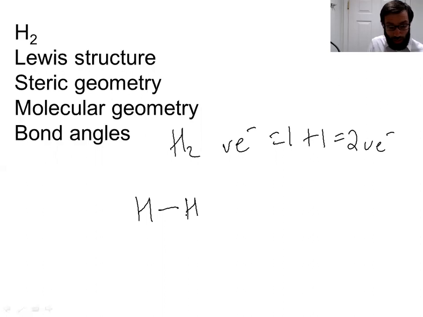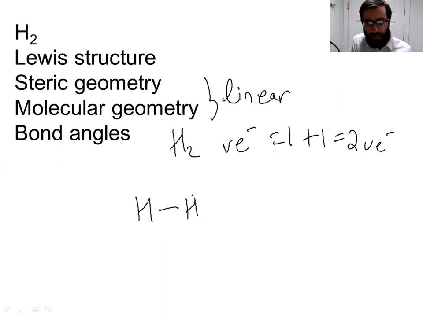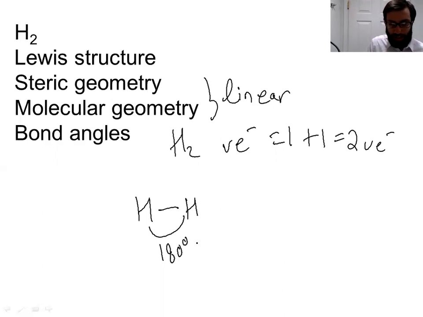Steric geometry. Well, there's no real central atom here. So this has to be a line, right? And so both of these, molecular and steric geometry, are going to be linear, right? There's just 2 points, they have to make a line. There's nothing else they can make. And the bond angle of any line is 180 degrees exactly.